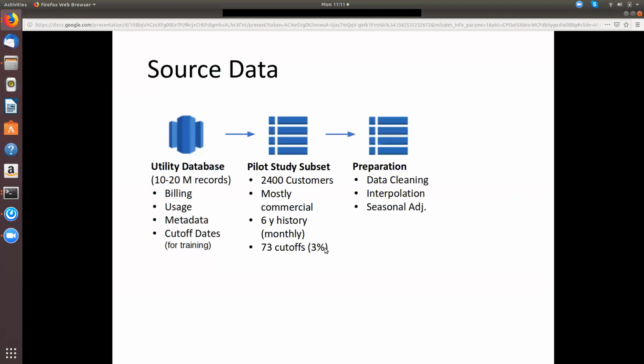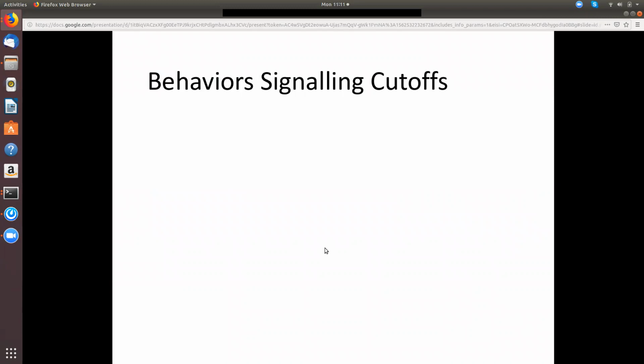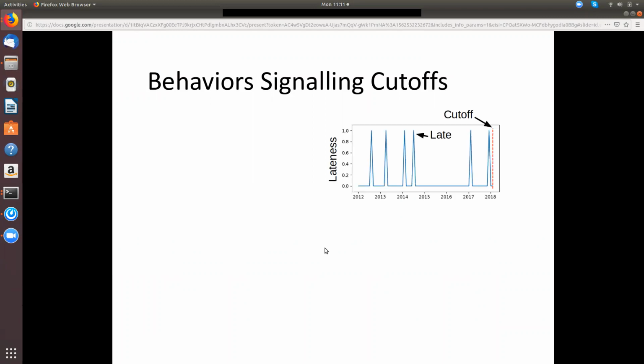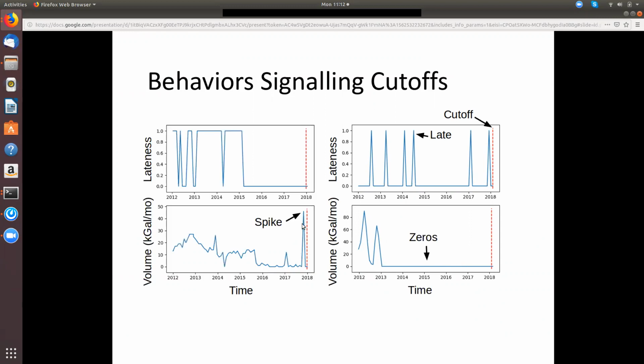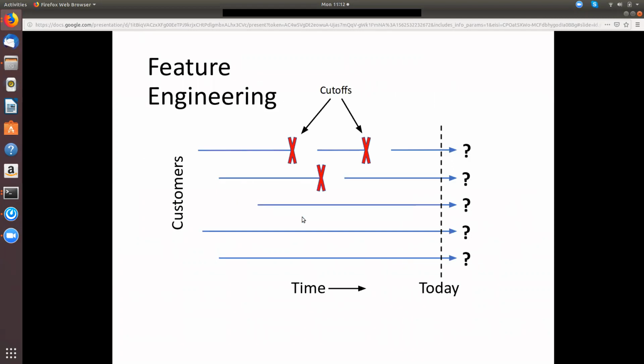After preparing the data and cleaning it, I moved on to feature engineering. The idea here is that customer behavior can signal an impending cutoff. For example, late payments often indicate an impending cutoff. Similarly, strange changes in volume usage can signal impending cutoff. For example, a lot of zeros or a sudden spike in usage. So we're trying to detect anomalies in usage or late payments.